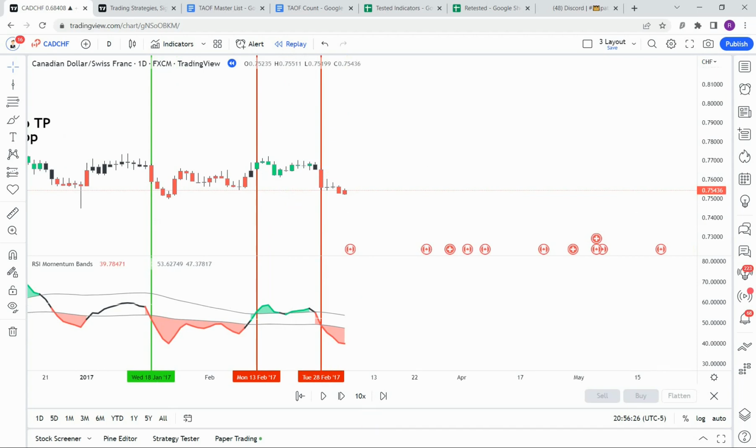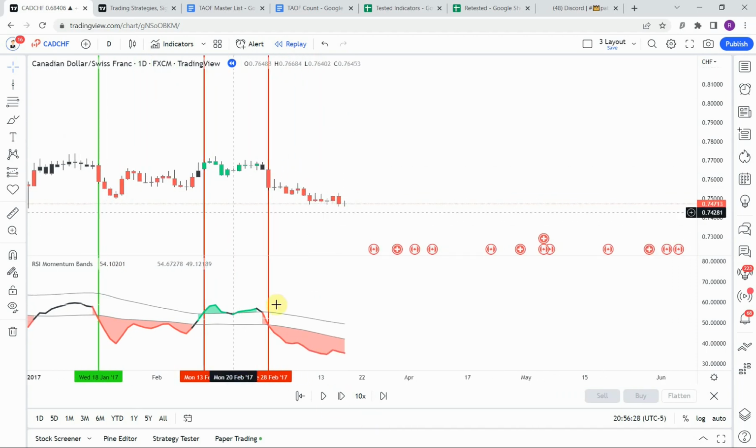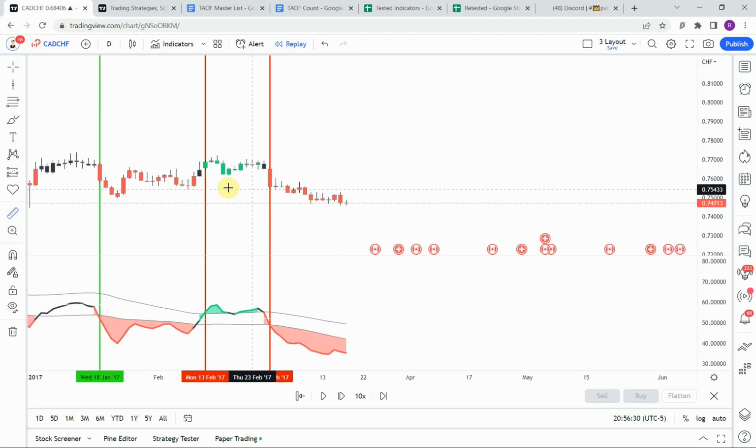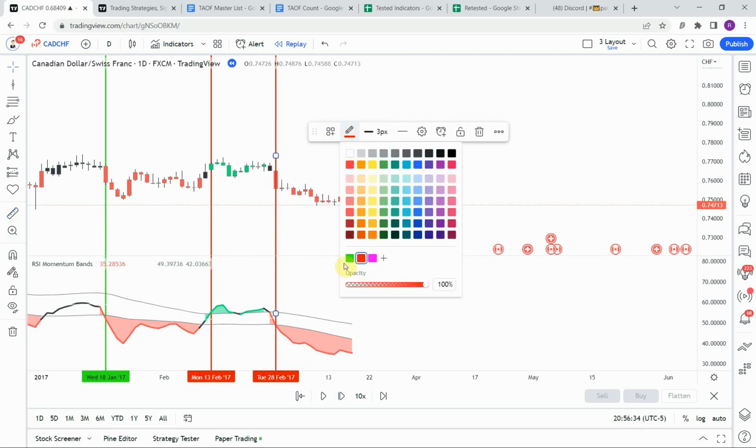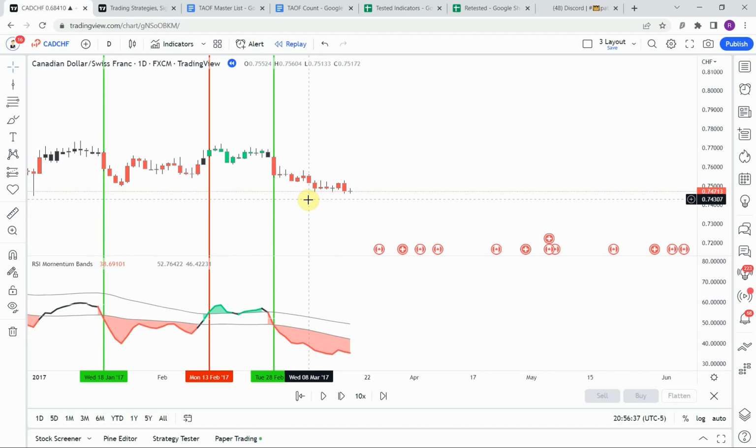Let's go ahead and play this one forward just a little bit here. And it looks like that one's going to drop down and get us to our take profit. Sure did. All right, let's go ahead and continue on.